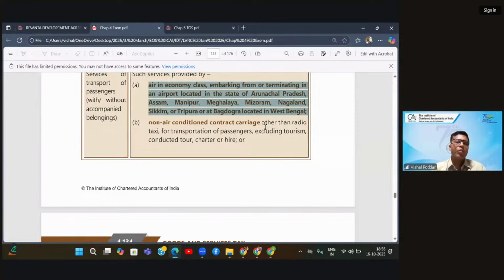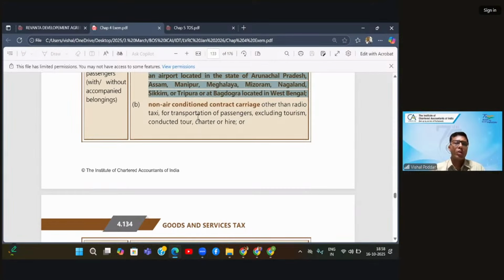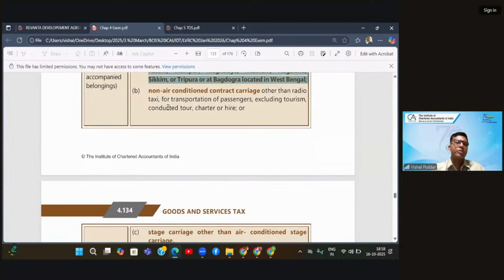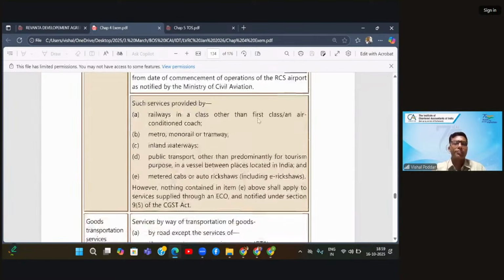Second, where you are regularly traveling, maybe by road, and you are hiring a non-AC contract carriage other than a radio taxi. Radio taxi means Ola, Uber. Other than that, where you are hiring anything non-AC, bus, taxi, rickshaw, all these are exempt, provided it is not for tourism purposes or for any chartered tour. Next, where you take the local bus, which charges you for a particular seat, which is called a stage carriage. Again, it should be a non-AC bus, non-AC taxi, non-AC rickshaw. That is what is exempt.